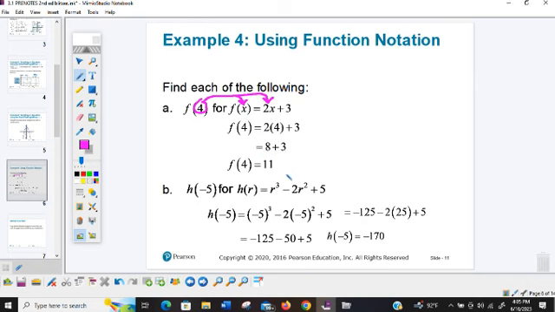Now, if you were plotting that on a graph, that would be 4, 11. That's not what they're asking us for right now, but that's what it would be if we were plotting it on a graph.